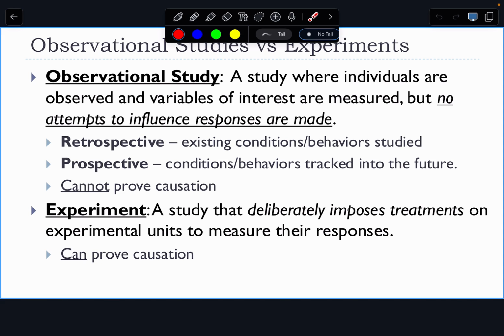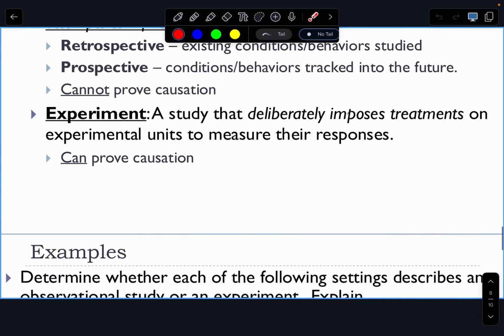Experiments, when they describe the situation, experiments are where we actually impose treatments. We're changing something deliberately for different groups of individuals to measure the differences in responses. So that deliberate treatment is what separates that observational study from an experiment. And when we do those experiments, then we can prove causation because of the nature of how we set it up. Okay, so it's important to know those similarities and differences between these studies here. Like I said, we're going to get way more in depth with those experiments later on.